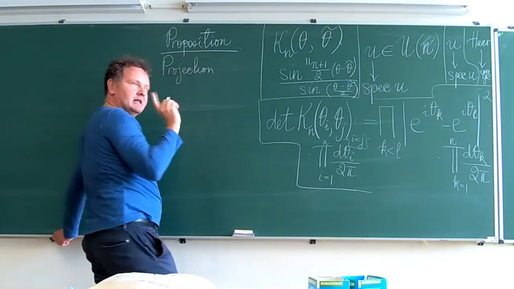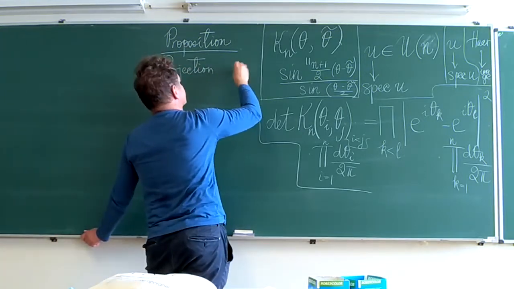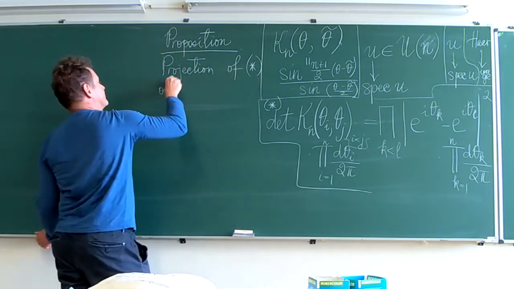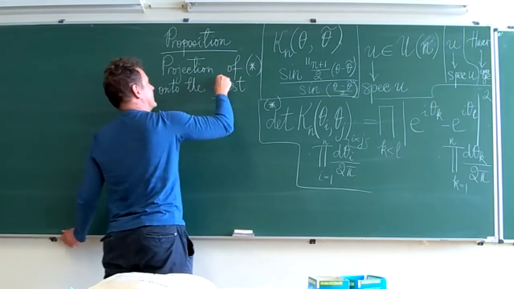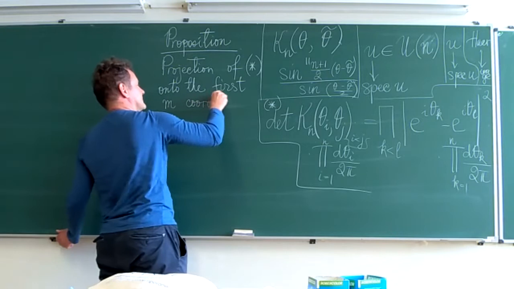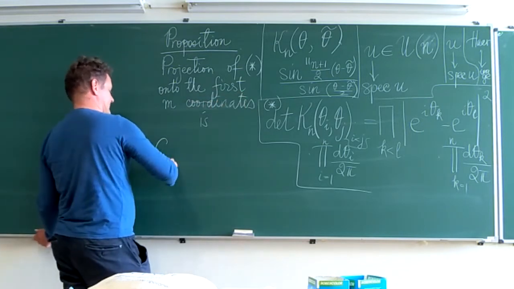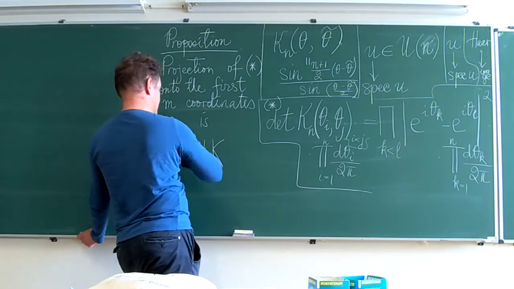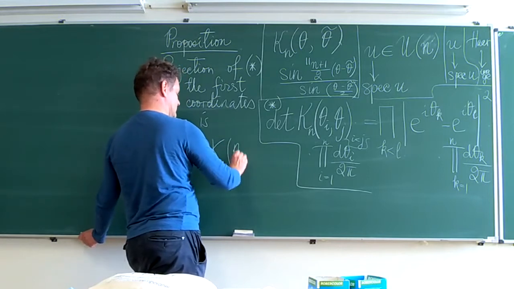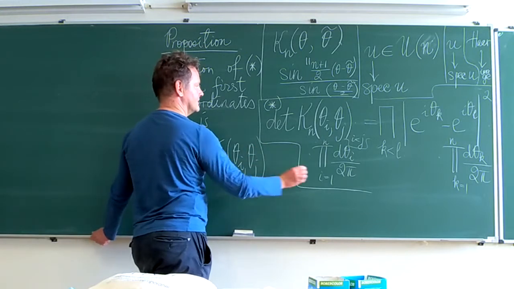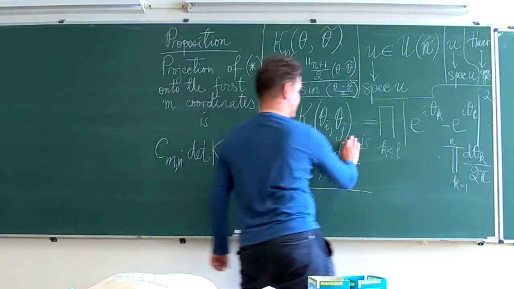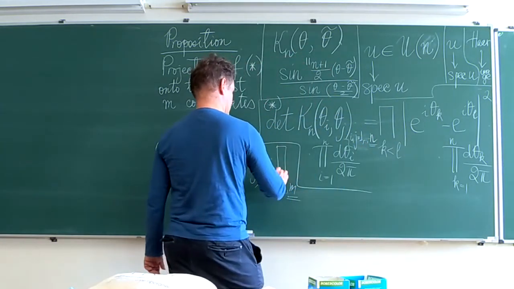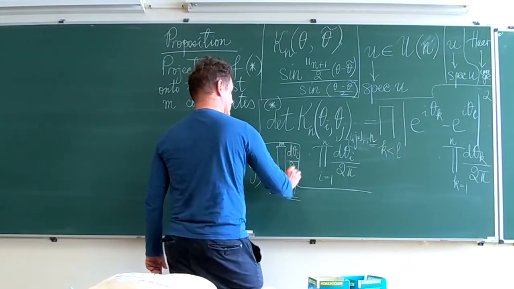Let me just finish the sentence. The projection of this measure onto the first m coordinates is, well, there is a constant depending on m which we don't care about, determinant K_N, the very same determinant, but now taken with i, j from 1 to m. Here it was i, j from 1 to n.